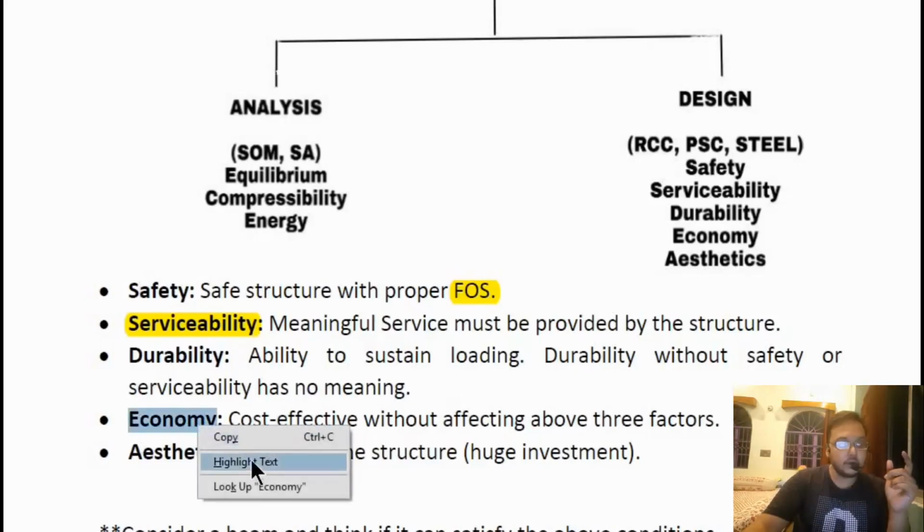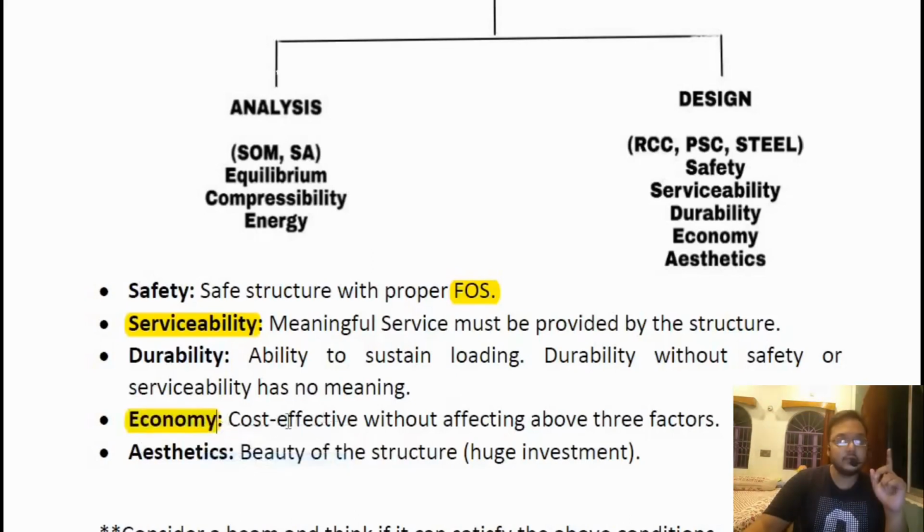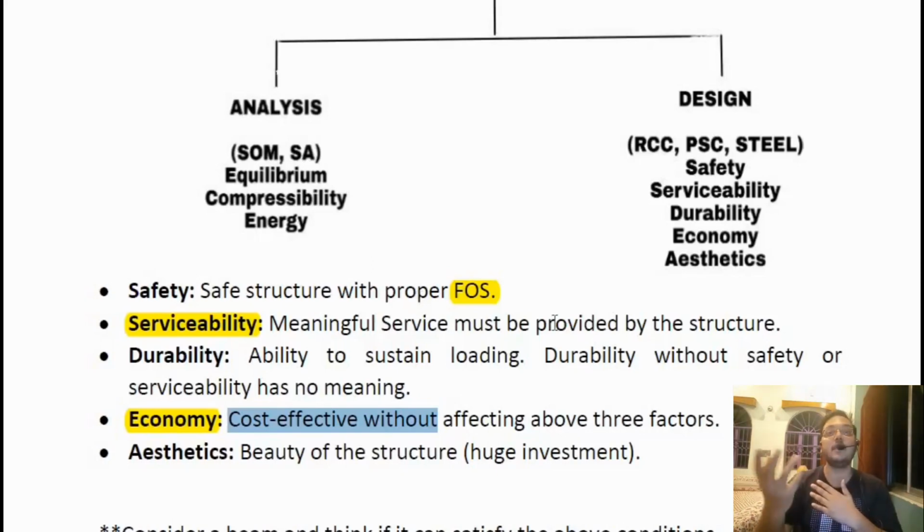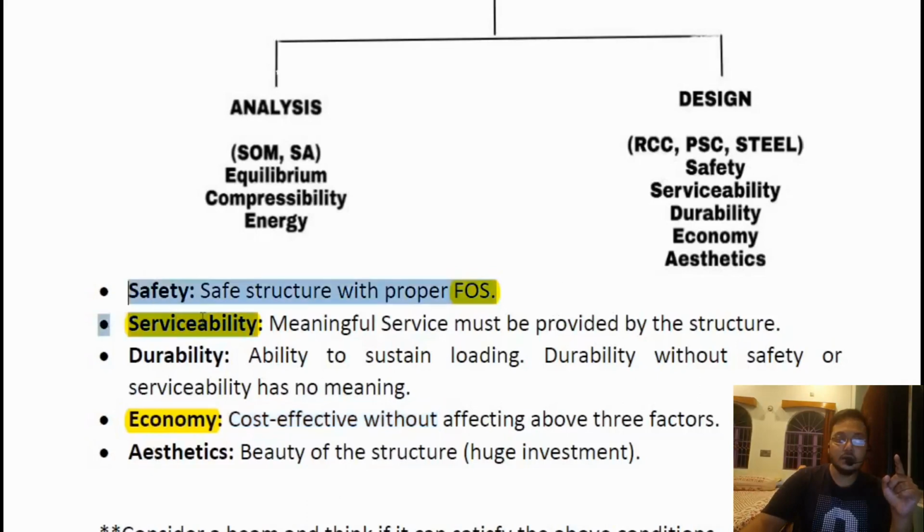Economy is a very important factor. The beam should be cost effective without affecting the above three factors. It's not that it is hurting my economy, that I am not able to provide that amount of money or budget, so I am reducing the safety, serviceability and durability, and my beam is not able to meet the above three factors: safety, serviceability and durability.